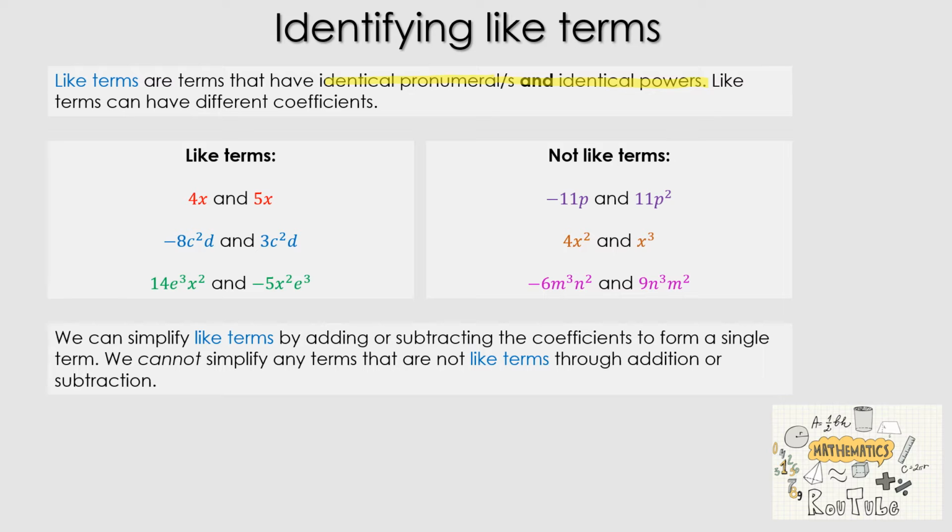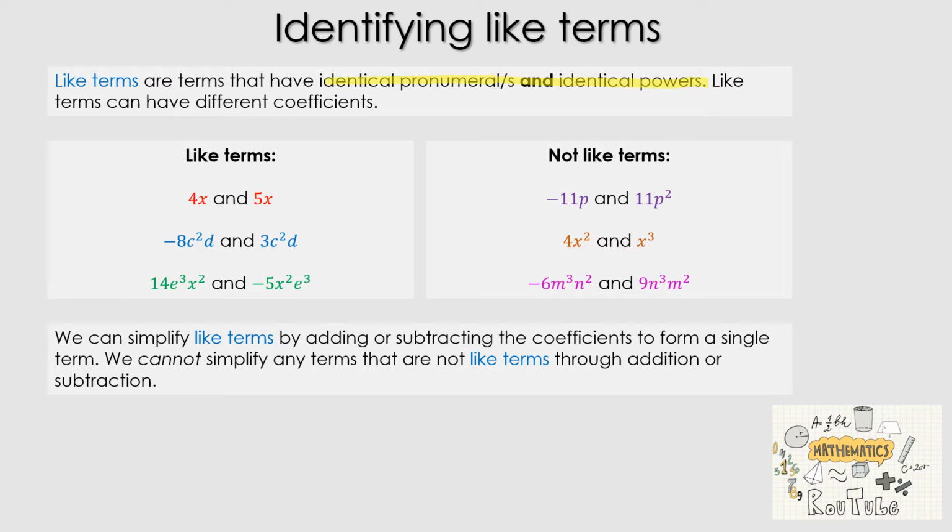So let's have a look at the left-hand side box. These are examples of like terms. So the red one, we've got 4x and 5x. We have identical pronumerals, both terms having x, and both of the pronumerals x are raised to the power of 1. We know in algebra, if there's no power, it's just a power of 1 hiding there, which we do not write. So that's an example of like terms.